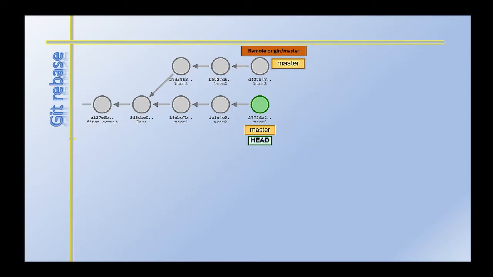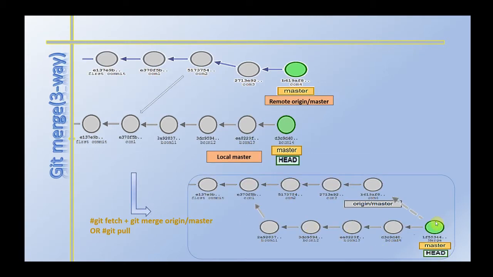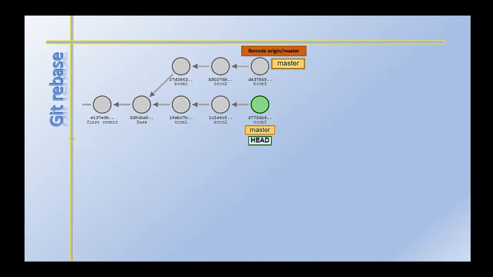So let's see how the rebase works. This is the current state of the repository, and this is the remote origin master, where we have bcom 1, 2 and 3, and in our local master we have mcom 1, 2 and 3. We can see the commit IDs are all different here. The rebase option will try to keep a single, linear history by preventing unnecessary merge commits. If you see the three-way merge here, we are doing an extra merge commit, but in the case of rebase there will not be an extra merge.